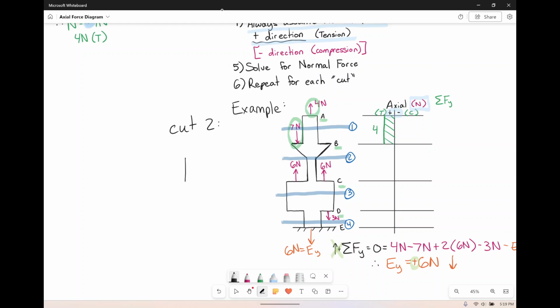So again, cut number 2, what's it going to look like? It is a column piece. This is a terribly drawn triangular thing. Maybe it goes down just a little bit, and then there's the cut.